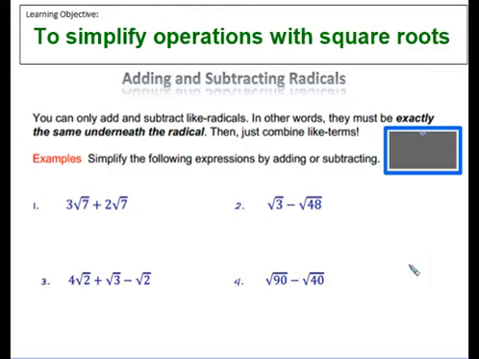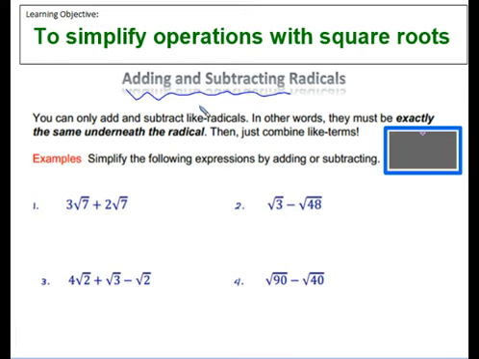We're going to be talking about adding, subtracting, multiplying, and dividing square roots today, and we're just going to start off really easy with adding and subtracting. These aren't too bad. It's almost like combining like terms like you're already used to doing with x's and y's and all that fun stuff.